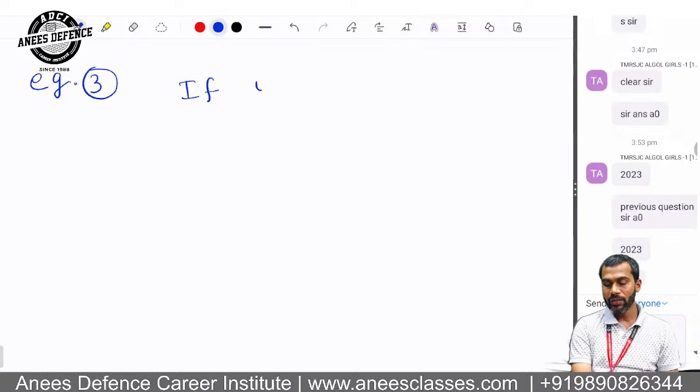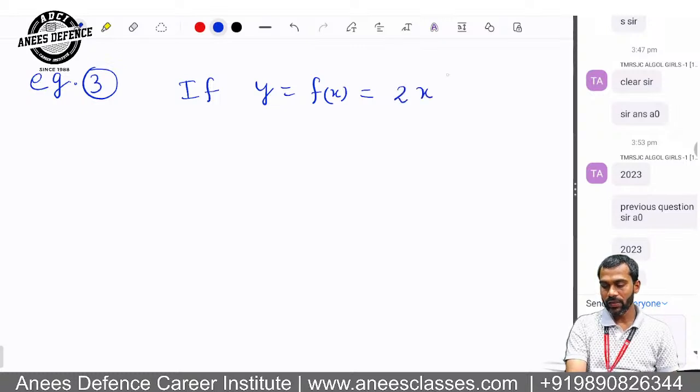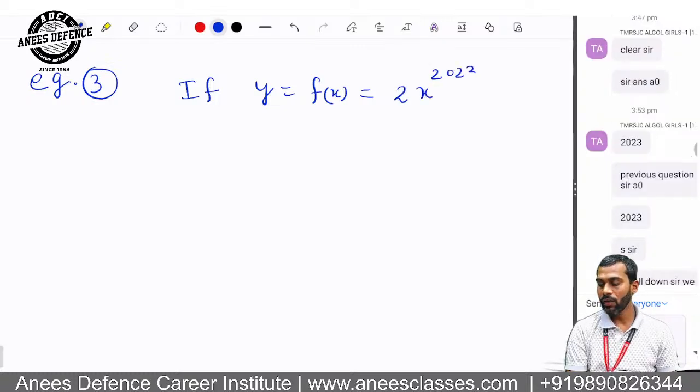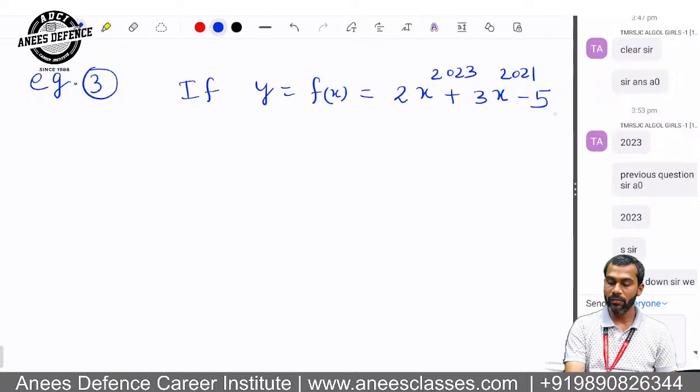If y is equal to f of x, you will say sir, where did we go, this is a function only, a polynomial function only. Now if y is equal to f of x is equal to 2x raised to 2023 plus 3x raised to 2021 minus 5, then you need to find out these things.